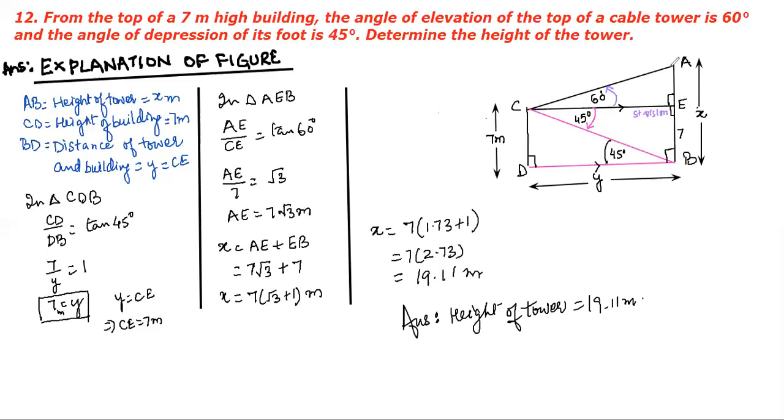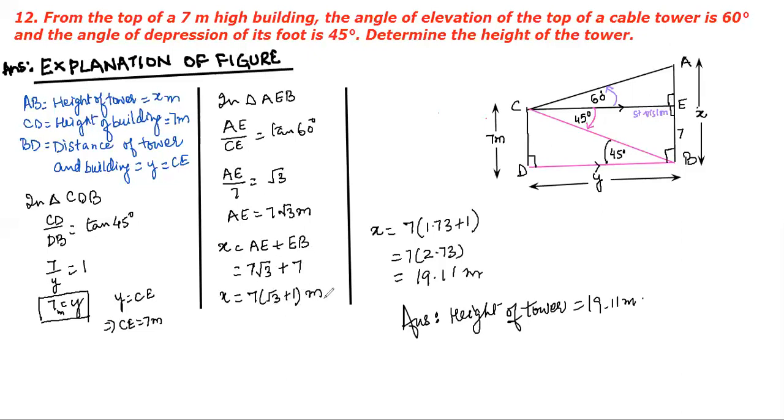So we will take this triangle, and in this triangle CE is known to us, that we have already calculated, that is 7 meter. Now in triangle AEC you want to find out AE only. AE upon CE, so CE is 7, is equal to tan of the angle in this triangle, which is 60 degrees. So AE is equal to 7 root 3 meter. Now x, you want to find out the value of x, that means the height of the tower. Therefore x is made up of AE plus EB. AE you have calculated, that is 7 root 3 meter, and EB is 7. So take 7 common, root 3 plus 1 meter.